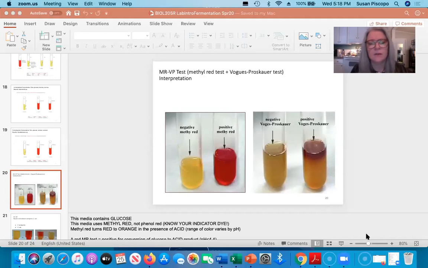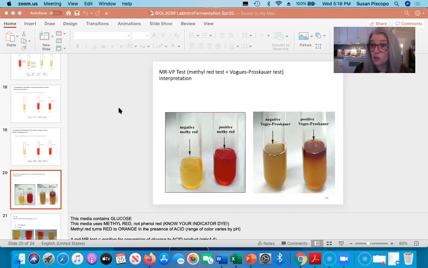Yep, okay. All right, so the methyl red test has a different indicator in it than our carbohydrate fermentation test did. Remember, the carbohydrate fermentation test has an indicator dye called phenol red. It starts red and it turns yellow in the presence of acid. This test is exactly the opposite. Methyl red is a dye that starts yellow and will turn red in the presence of acid.